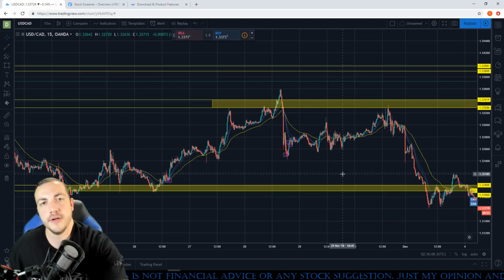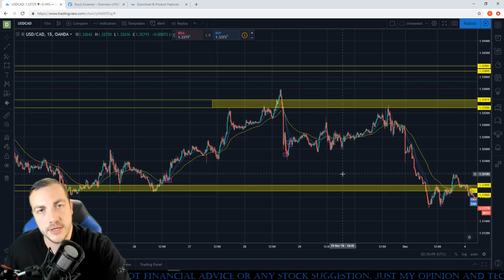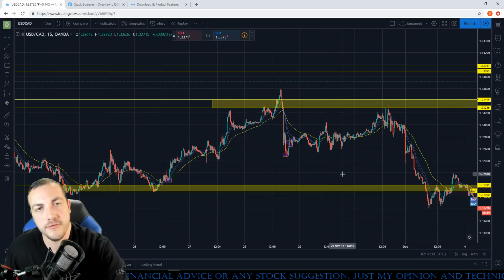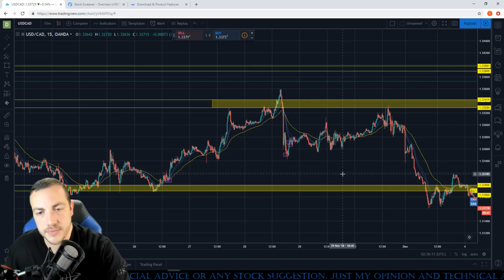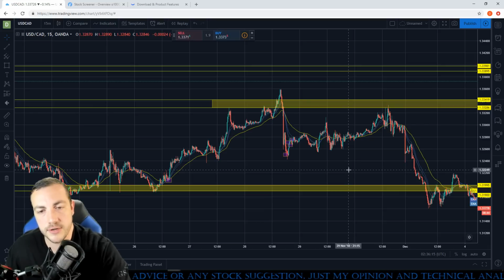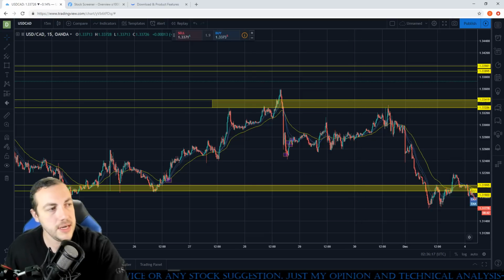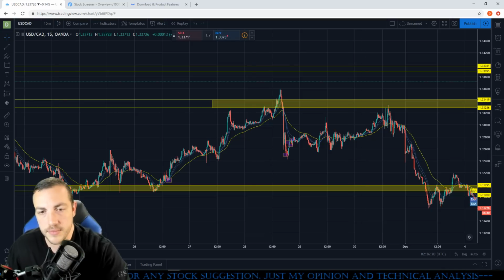So again, I don't want to drag it on, just repeating myself. Keep it very simple. 4 hours, your zones. Your hourly is your trend. Your 15 minutes are your entries. So that's where you're going to take profit. That's where you're going to enter the trade in general. And hopefully all of that was clear enough.